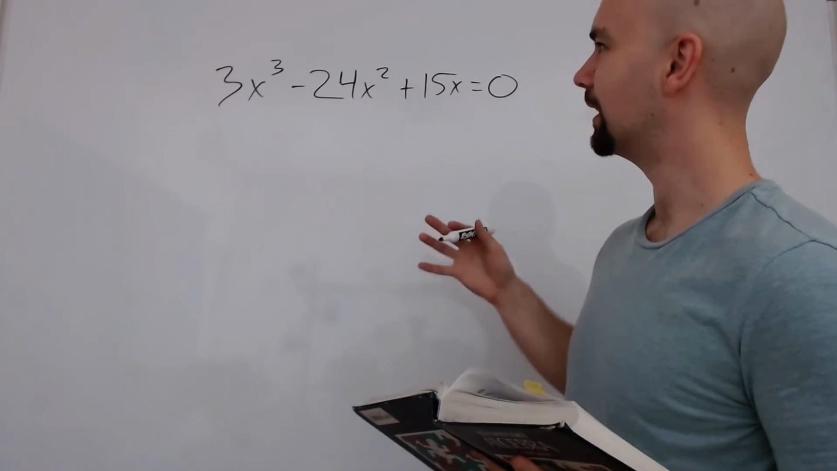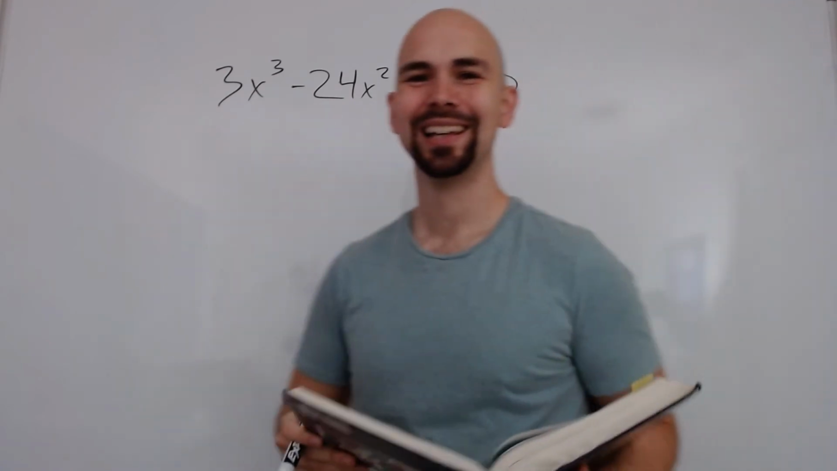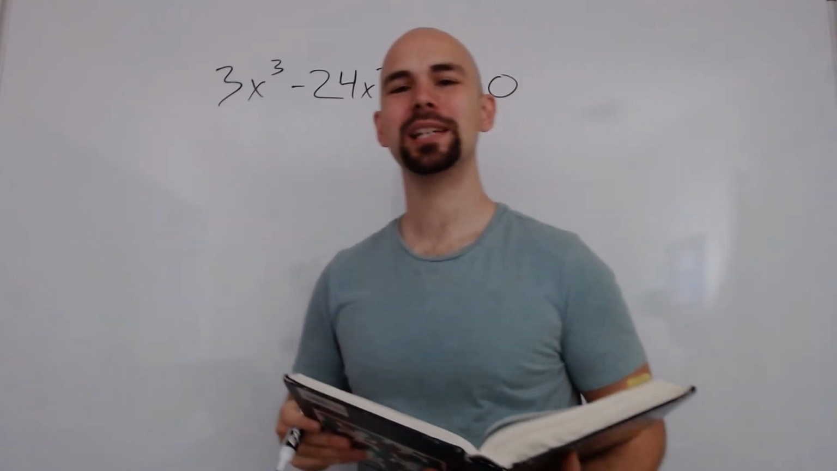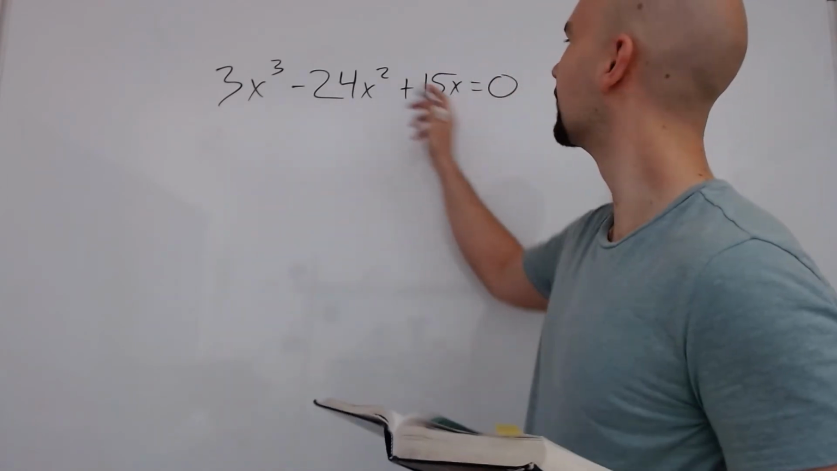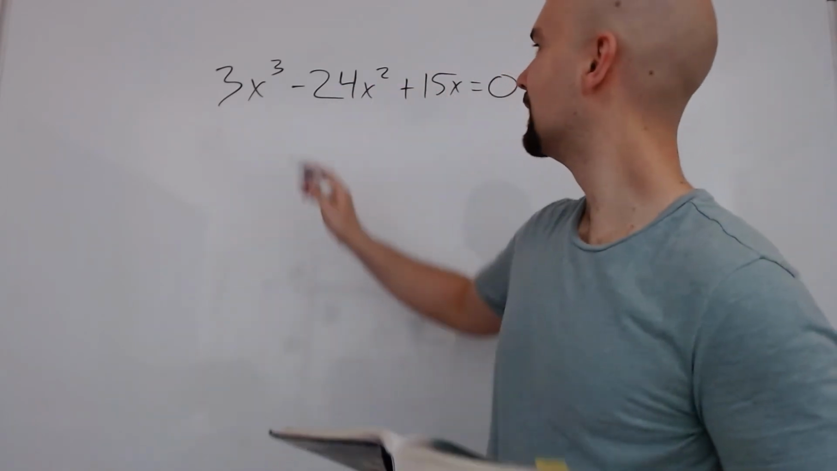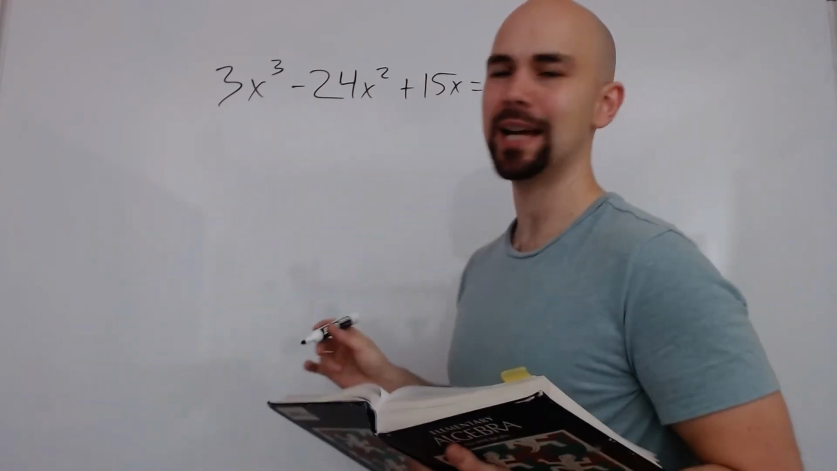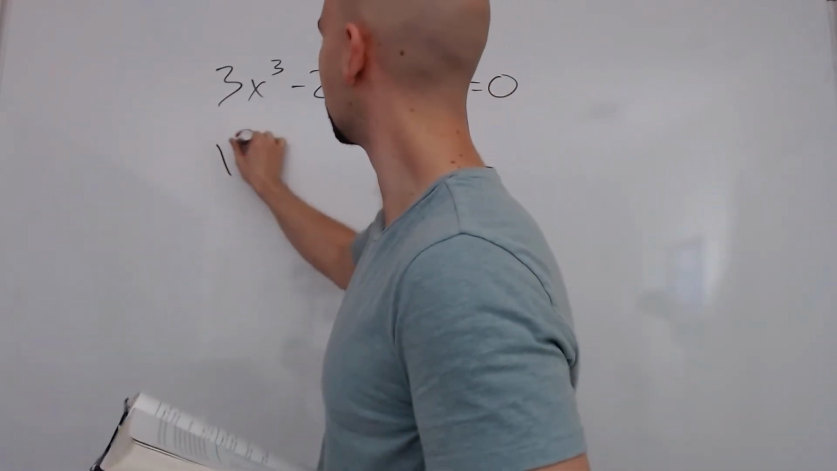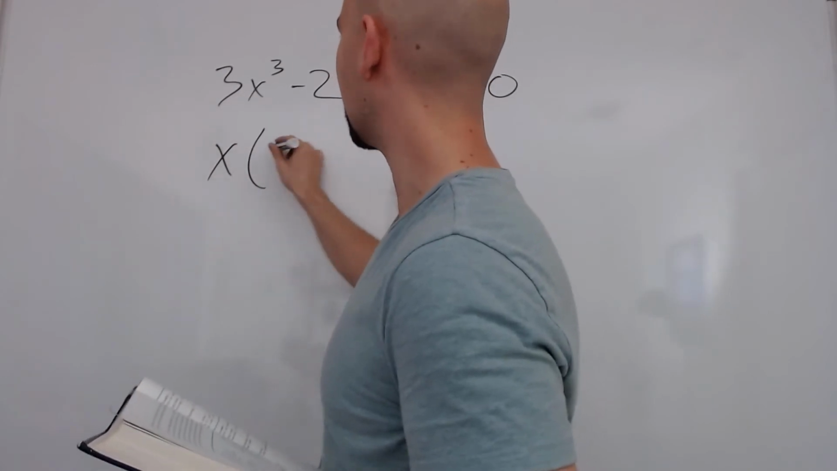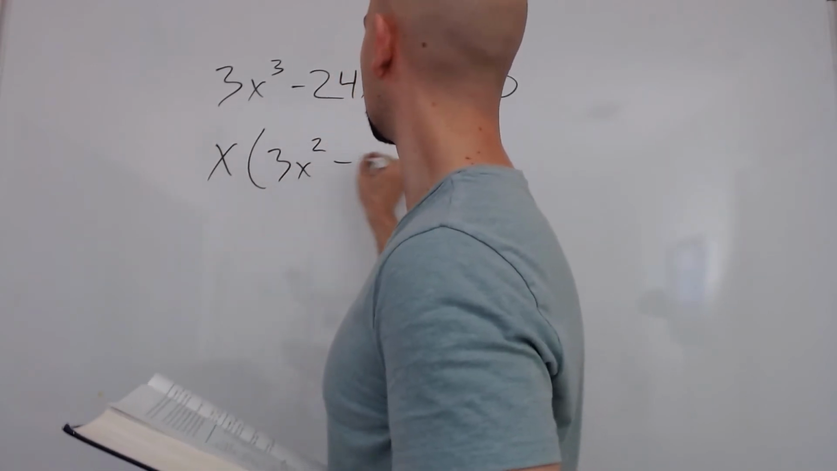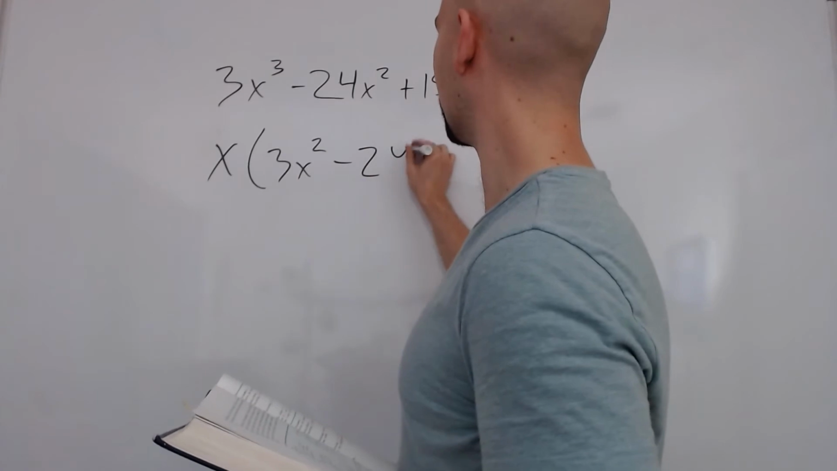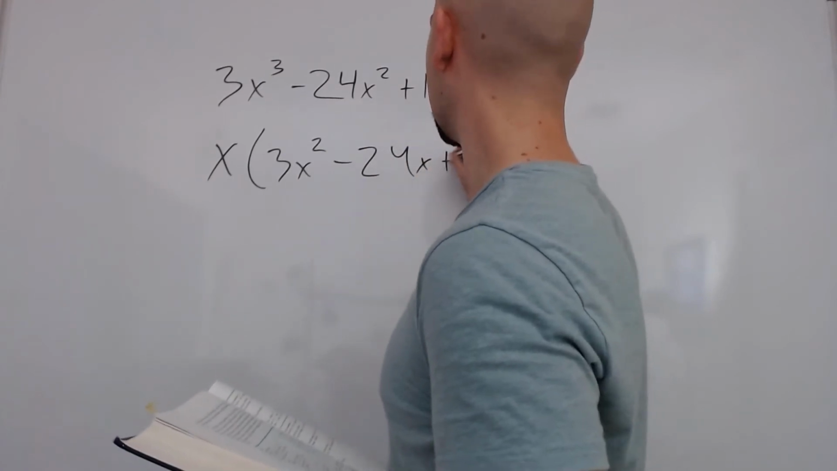Now, how are we going to solve this? First of all, take a look at it. Do you see anything you can factor out? I do. Every single one of them has x to a certain power because this one doesn't have a constant in it. So I can actually factor out the x. Divide this by x and you get 3x squared. Divide this by x and you get negative 24x. Divide this by x and you have 15.